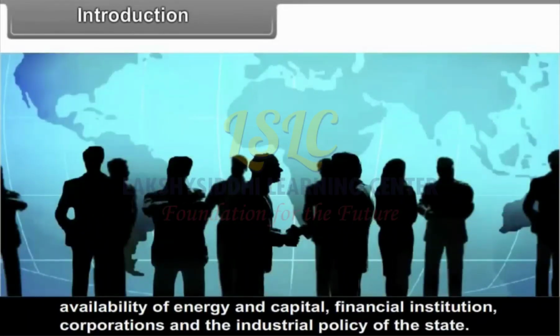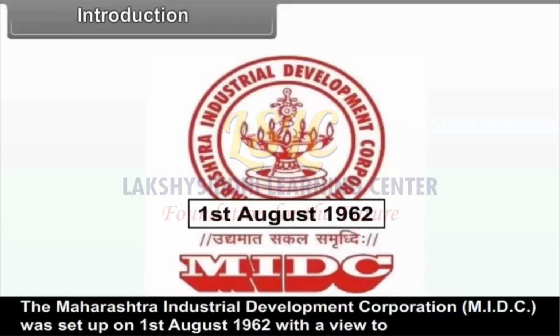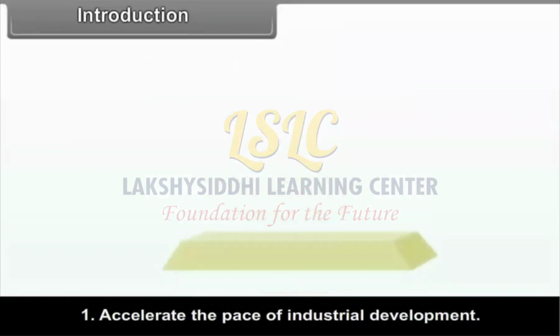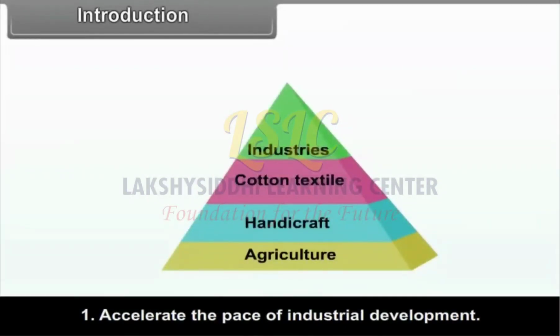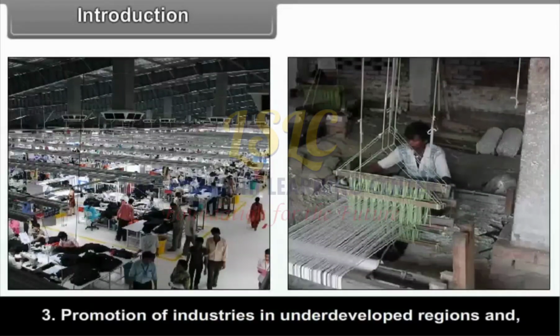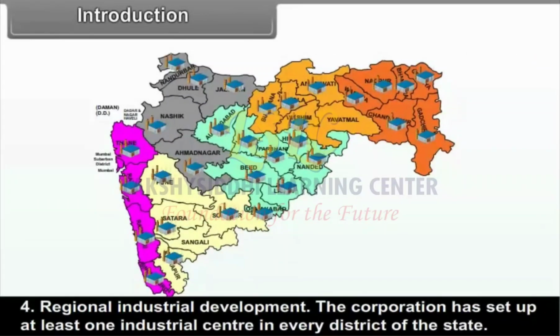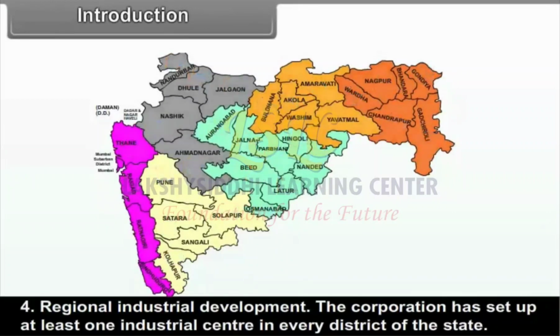policy of the state. The Maharashtra Industrial Development Corporation (MIDC) was set up on 1st August 1962 with a view to accelerate the pace of industrial development, provide infrastructural facilities, promotion of industries in underdeveloped regions, and regional industrial development. The corporation has set up at least one industrial center in every district of the state.